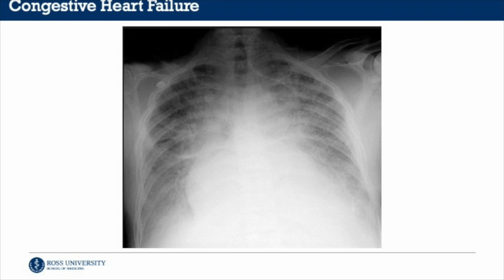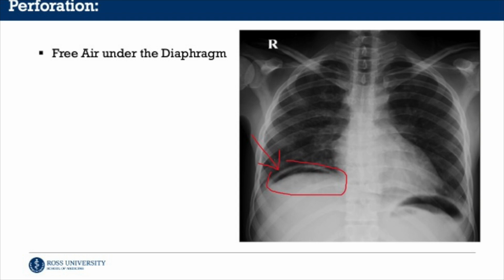Here is an example of congestive heart failure. The borders of the heart silhouette cannot be visualized because of the increased densities, the white fluffiness that you see. See how the size of the heart is larger than half the width of the chest cavity in the diaphragm? Not good.